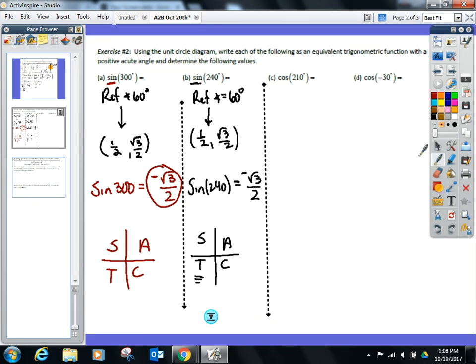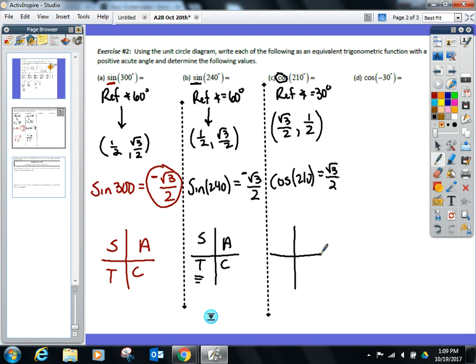Cosine of 210. I know the cosine of 210 will be the same as that of the reference angle, 210 minus 180, so that would be a reference angle of 30. And off the unit circle, 30 is radical 3 over 2, comma, 1/2. I'm looking for the cosine of 210, so I'm going to pick which value off, the x or the y? I'm going to pick the x value off. So the cosine of 210, pick the x value off, which is radical 3 over 2. Now I just have to remember if it's positive or negative.